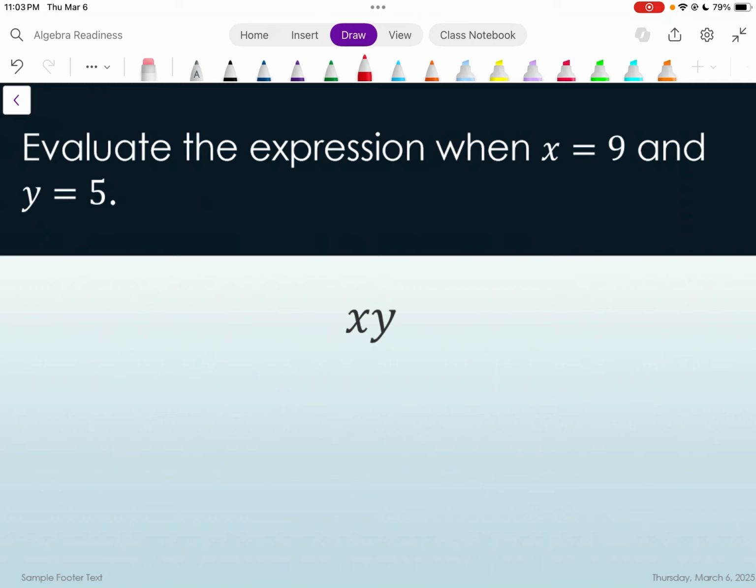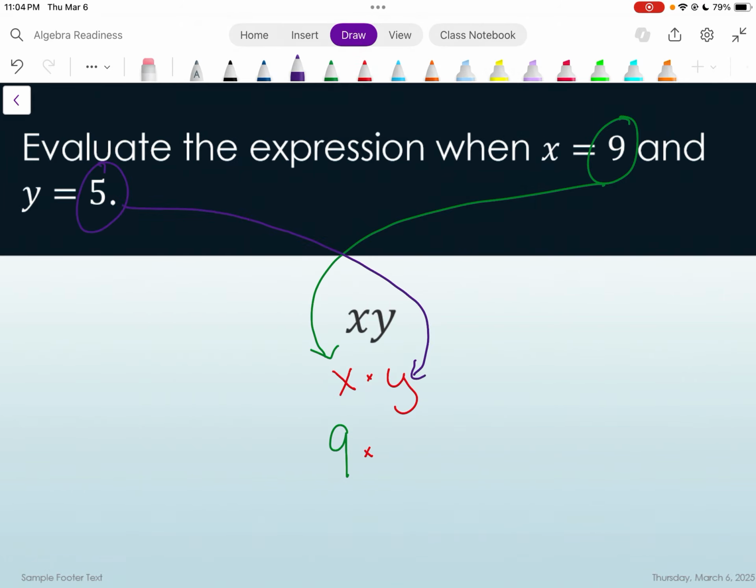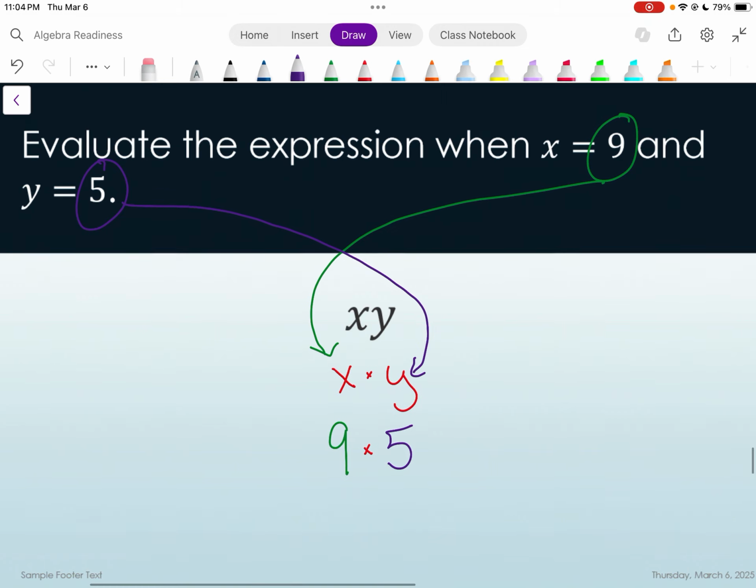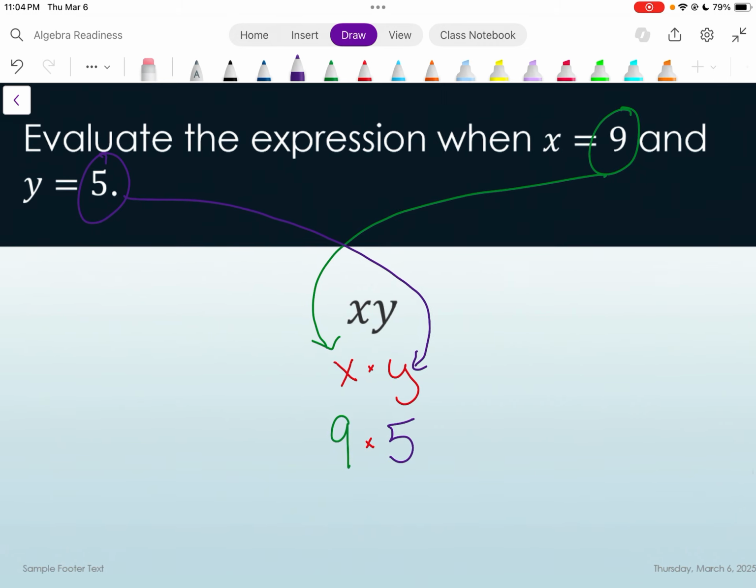Okay. So to start off with, when the variables are next to each other, that means we are multiplying x times y. And in the problem, x is 9, so we'll replace that there. And the y is equal to 5. And we'll replace that over on this side. So xy will be replaced with 9 times 5. Now that we have all of the numbers, we solve or evaluate, and this will give us our answer of 45.